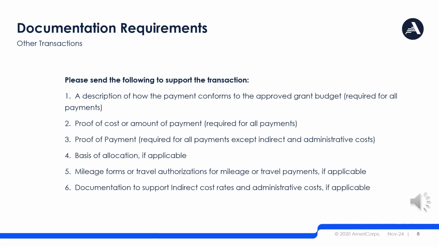And finally, if the payment is for an indirect or admin cost, we need the basis for the rate, such as the federally approved indirect cost rate agreement, budget per AmeriCorps fixed percentage, de minimis rate, etc. We also need the direct cost amount the rate was applied to and the calculation of the indirect or administrative costs available for the selected period.